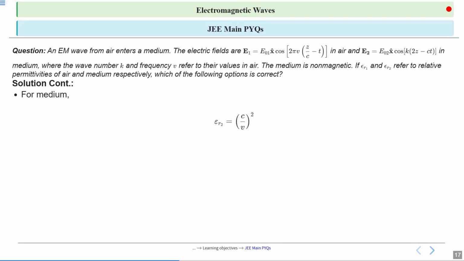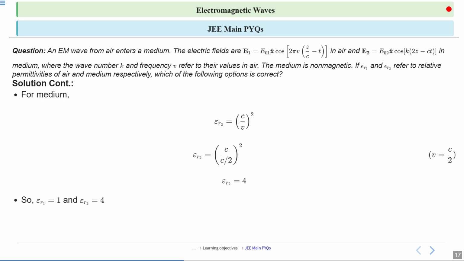Now for the medium, epsilon r2 is equal to (c by v) square. Now in the medium, v is c by 2, we have calculated. So epsilon r2 will be equal to c upon c by 2, so c and c will get cancelled out. 2 will go in the numerator, so it will become 4. So epsilon r2 will be equal to 4.